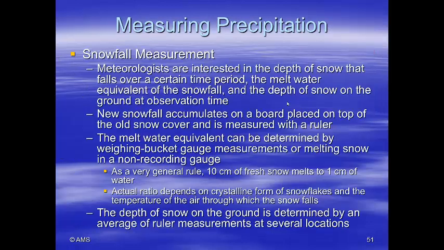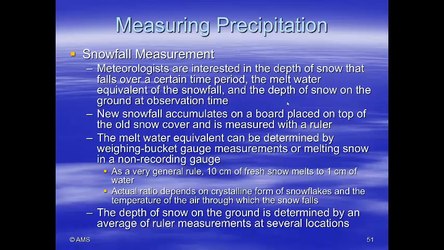Snowfall measurements. Meteorologists are interested in the depth of the snow that falls over a certain region, the meltwater equivalent of the snow, and the depth of the snow on the ground at the observed time. New snowfall accumulates on a board placed on top of the old snow cover, and it's measured with a ruler. The meltwater equivalent can be determined by weighing bucket gauge measurements, or melting the snow in a non-recording gauge.